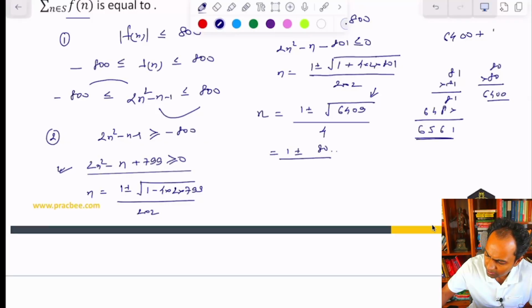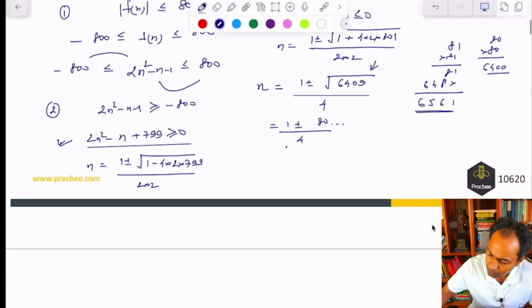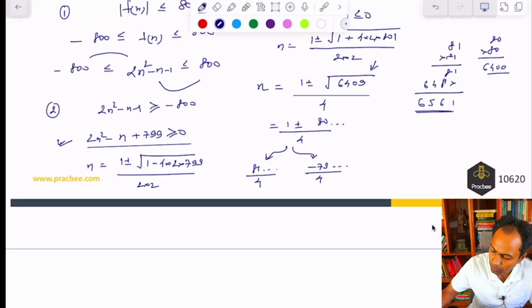So approximately 80 point something would be there, divided by 4. If I take the plus sign, let us see what I get. It will become 81 point something divided by 4. And if I take the minus sign, this will become minus 79 point something by 4. So if you divide this by 4, the value would be 20 point something, and on the other side it would be minus 19 point something.